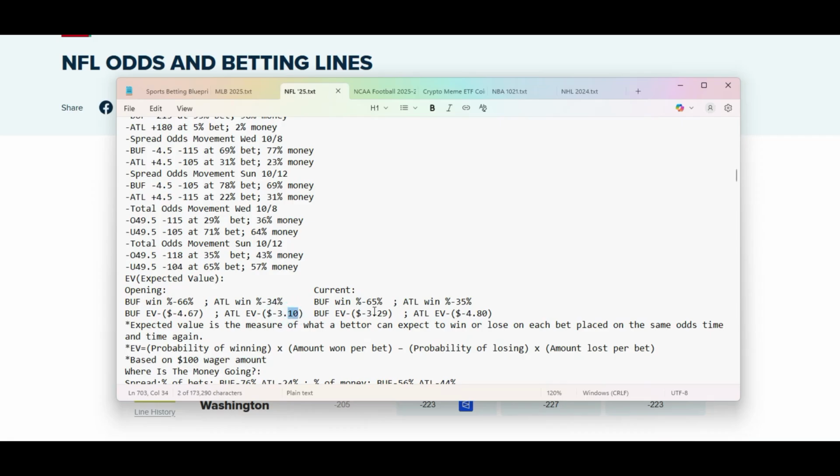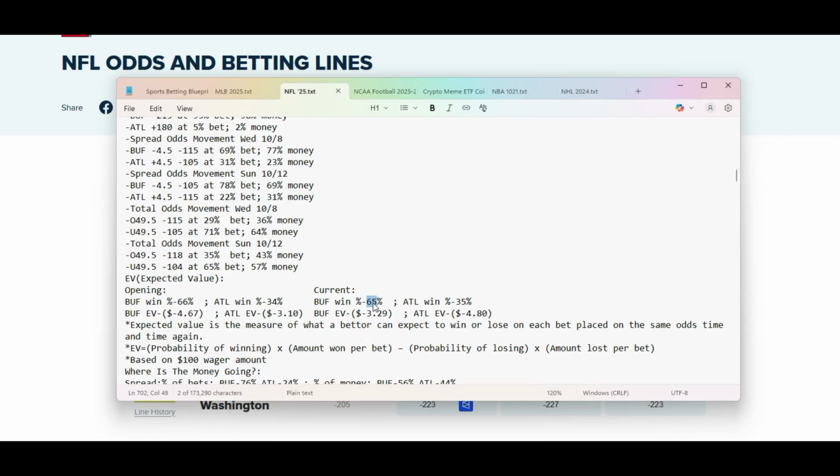Currently, based off the minus 205, plus 172, that gives Buffalo a 65% win percentage and Atlanta a 35% win percentage. All right, Buffalo expected value, negative $3.29 currently, based off the minus 205. Atlanta a negative $4.80 expected value. Now you see how sensitive and fragile that expected value is. Atlanta has more value currently, despite a lower win percentage and despite a higher plus positive value.